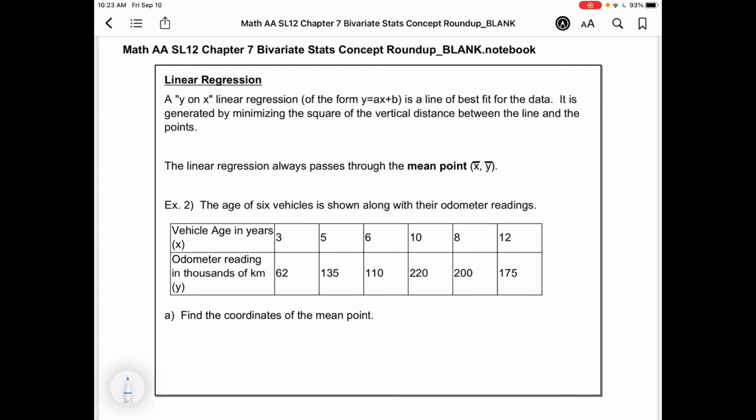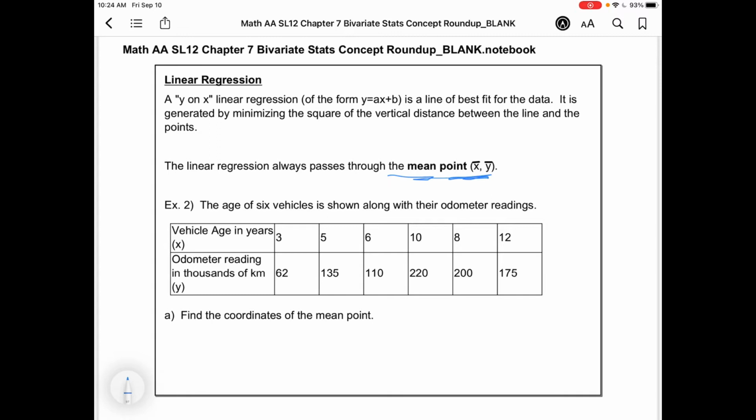A y on x linear regression, an equation of the form y equals ax plus b, is a line of best fit for the data. It's generated by minimizing the square of the vertical distance between the line and the points. This is the most common linear regression, the y on x one, and it's what you would use to predict y values. The linear regression always passes through the mean point.